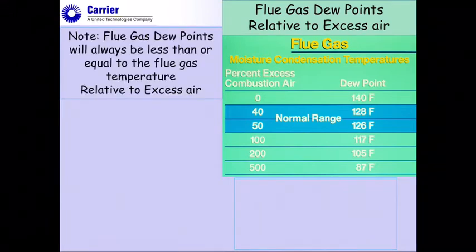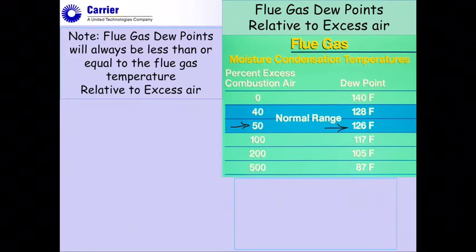So on the next slide, what we're going to take a look at is our flue gas dew points relative to excess air. Now the first thing that I want to hit on is your flue gas dew points should always be less than or equal to the flue gas temps. And that's going to be somewhat relative to the excess air. So if you were, let's say, running 50% excess air and you were dealing with a mid-efficiency appliance, you'd probably be dealing with, let's say, 350 degree flue temps. You would have a dew point of about 126 degrees roughly.